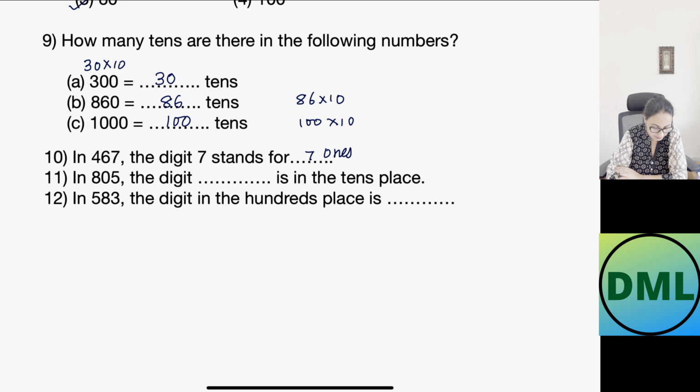Let's see the second question here. In 805, the digit dash is in the tens place. Which digit is at tens place? This is ones place, this is tens place. Tens place is number 0. Let's write down the answer here as 0. 0 is in the tens place. Let's see the third question here. In 583, the digit in the hundreds place is. Hundreds place, this is ones place, this is tens place, this is hundreds place. Hundreds place, the digit is 5. Let's write down the answer as 5 here.